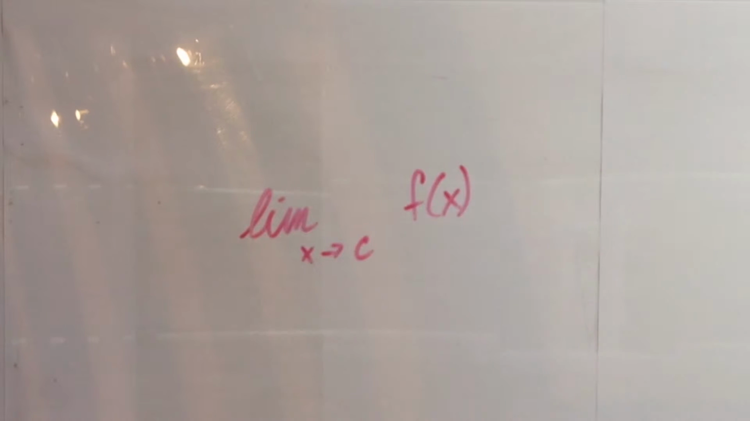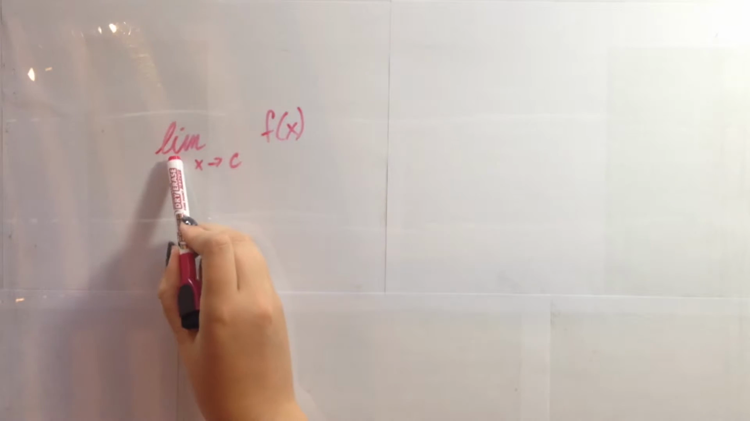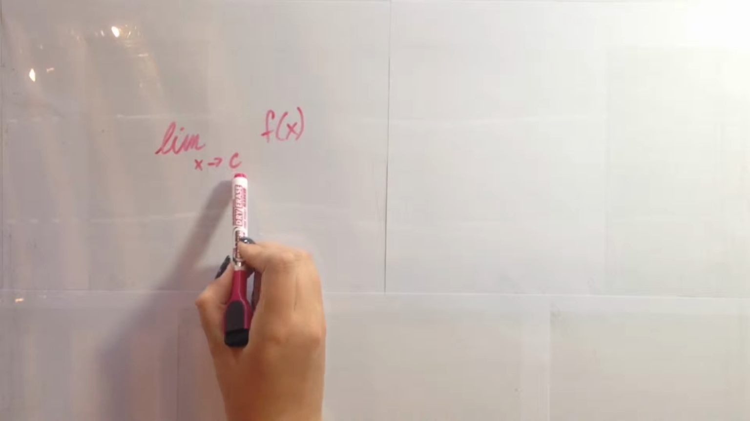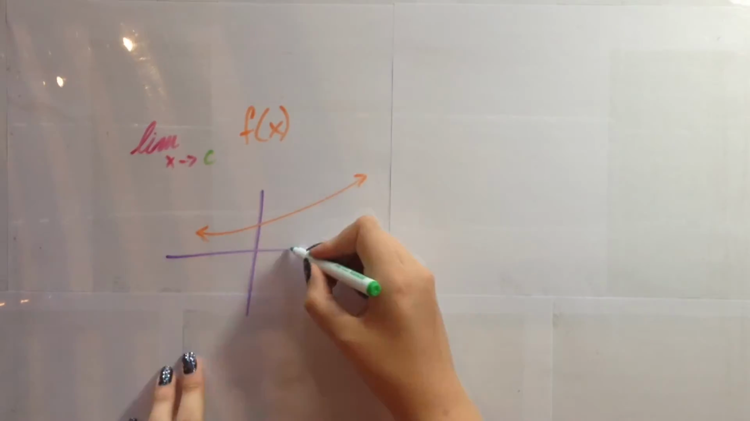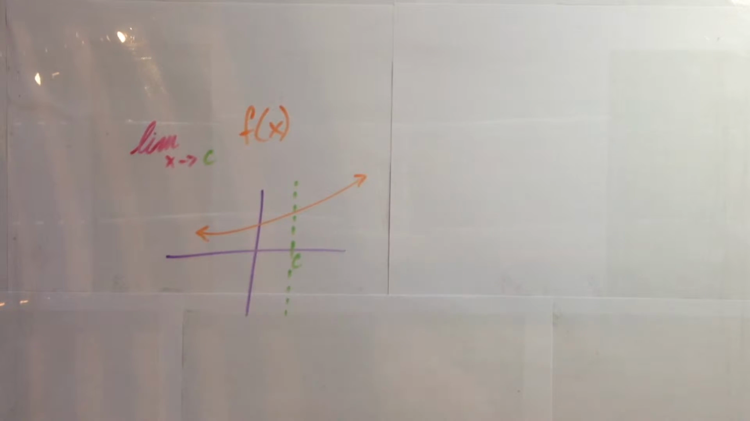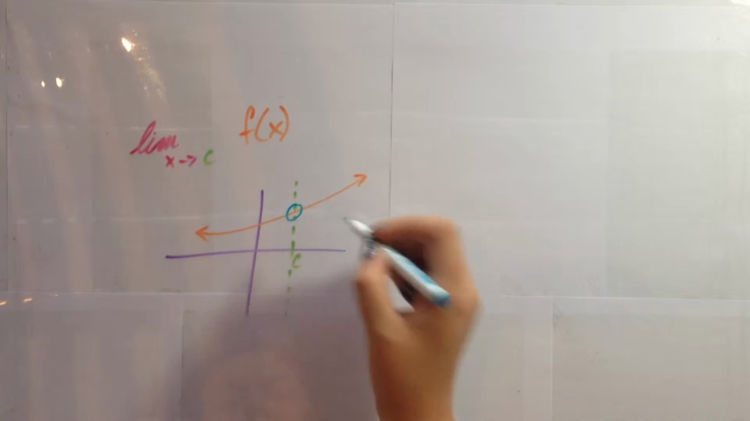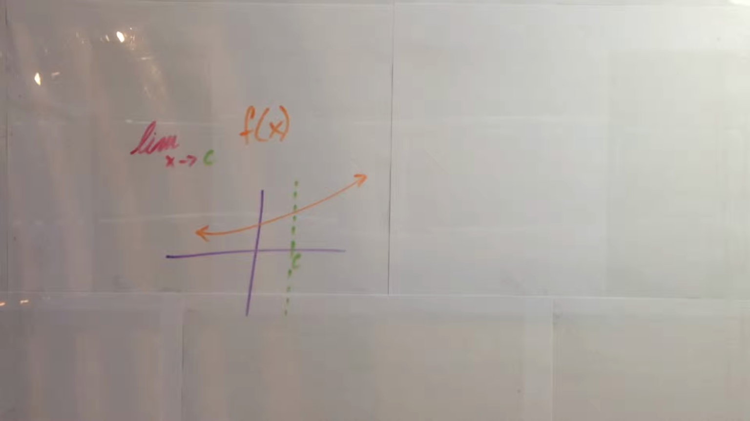This is our basic formula. It's read, the limit as x approaches c of f of x. So what our answer should be is a numeric value, whatever the y value is of the point where c and our f of x graph cross. So this is considered a two-sided limit.